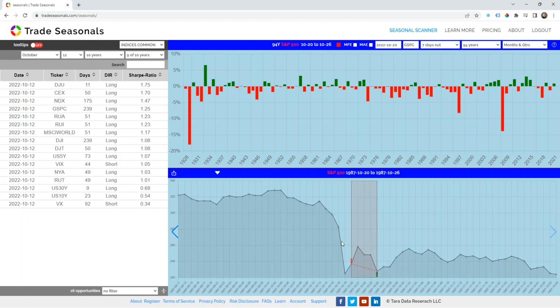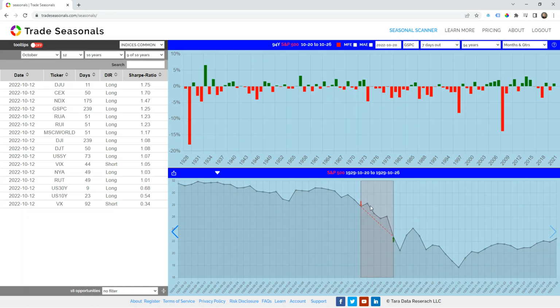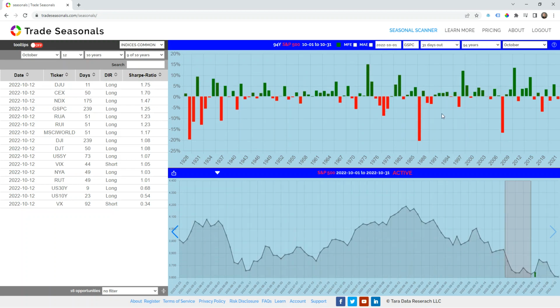In 1987, the crash occurred earlier, right there. On October 13th, or maybe even sooner, it just started dropping a little bit, but October 13th would have been a perfect time to be short the market and catch this down move right there. And in 1929, it was in the middle. We talked about that. So now let's take a look at the month of October itself, which is a vulnerable month.